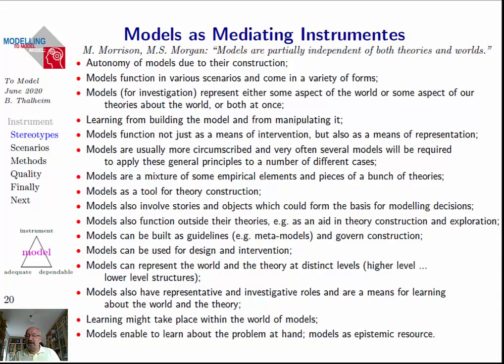This leads directly to an observation that goes back to Morrison and Morgan. Models are used as mediating instruments. Of course, a model exists on their own. For this reason, we have some kind of autonomy. The model might function in various scenarios and comes also in a variety of forms. The model for investigation represents either some aspect of the world or some aspect of our theories about it. We can learn from building the model and from manipulating it.